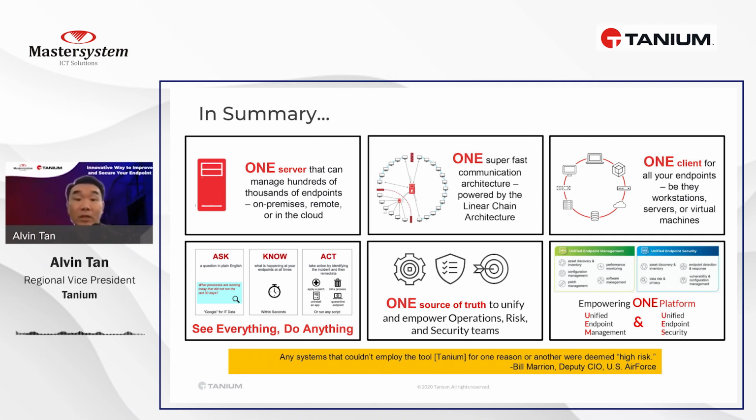We consolidate a lot of tools. So in that consolidation, your endpoint CPU will be saved. We will save the network bandwidth also. And I also shared that we remove all of the relay and distribution servers, right? So you save a lot of hardware there. And finally, if you can ask, know, and act, you really can fix issues very fast. And that will save money as well.